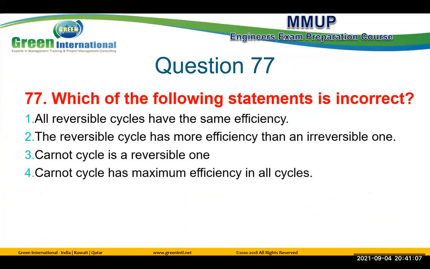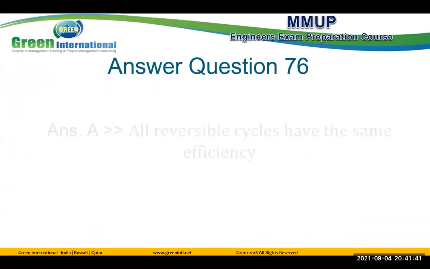Which of the following statements is incorrect? A Carnot cycle has maximum efficiency among all cycles. Yes, it is the maximum. Is it reversible? Yes, a reversible cycle has more efficiency than an irreversible one, for sure. Do all reversible cycles have the same efficiency? No. The Carnot one is the maximum, yes, but not all have the same value.